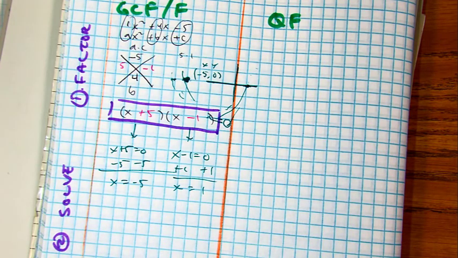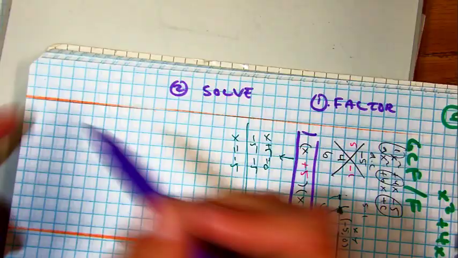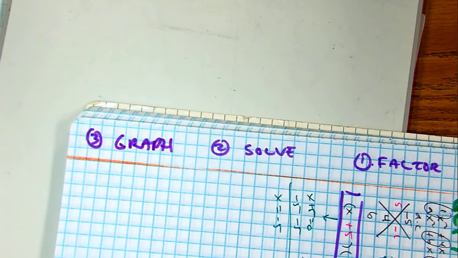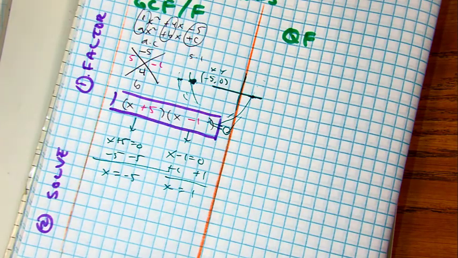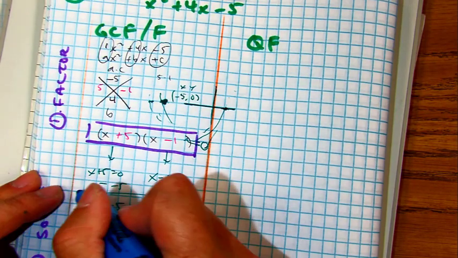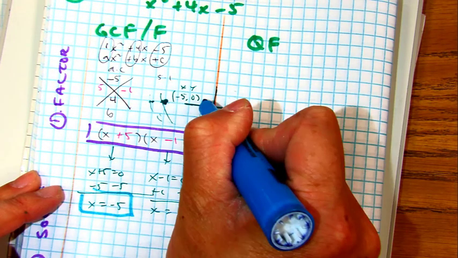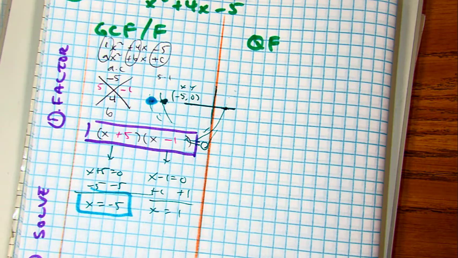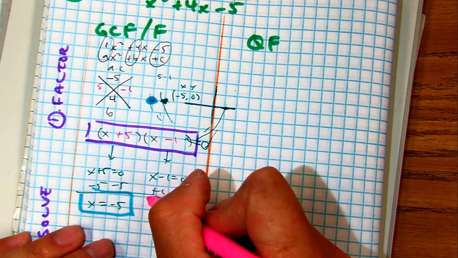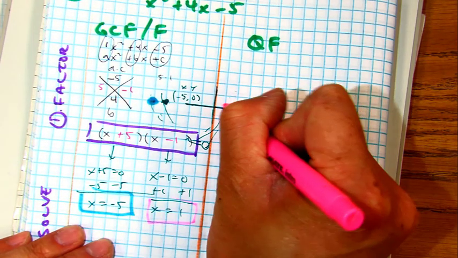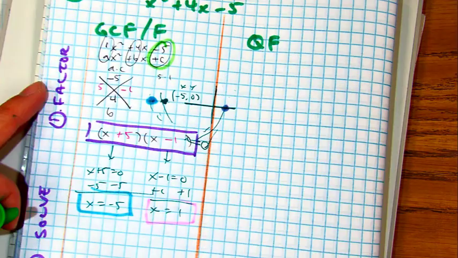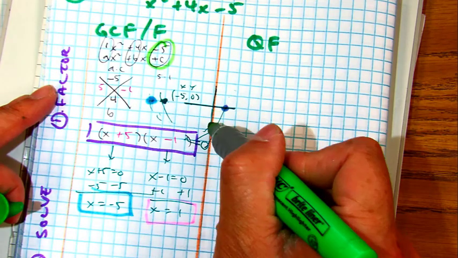Then the third thing, which we already just did right there, is that you get to graph it. So if you graph this, let's use color coded. I got x equals negative 5. 1, 2, 3, 4, 5 right there. And then x equals 1. And then one bonus one is negative 5. Your c value is your y-intercept. 1, 2, 3, 4, 5.